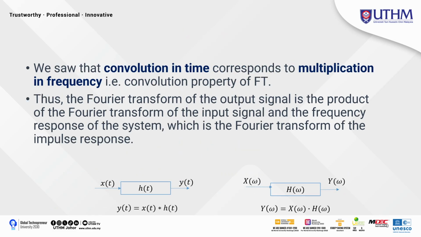Do you know how to find the output signal of a Fourier transform? If you have the input signal and the impulse response in time domain, x(t) and h(t), your output signal will be in convolution, which is x(t) convolved with h(t). What if you have the input and the frequency response in the frequency domain? Your output Y(ω) will be in multiplication. Therefore, we can say that convolution in time corresponds to multiplication in frequency, which is one of the convolution properties of the Fourier transform.